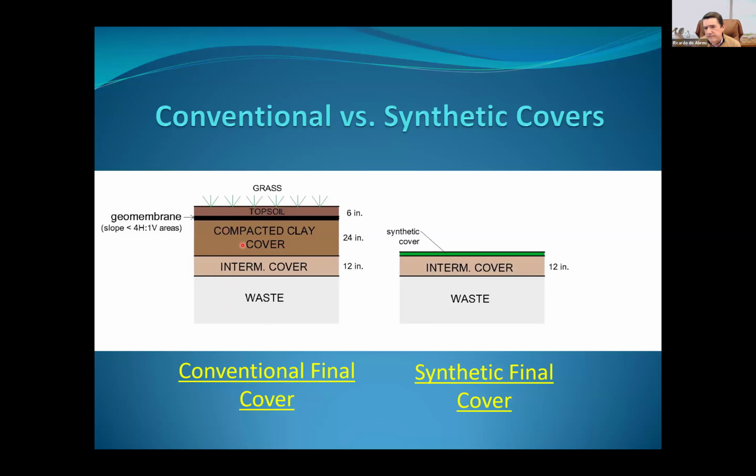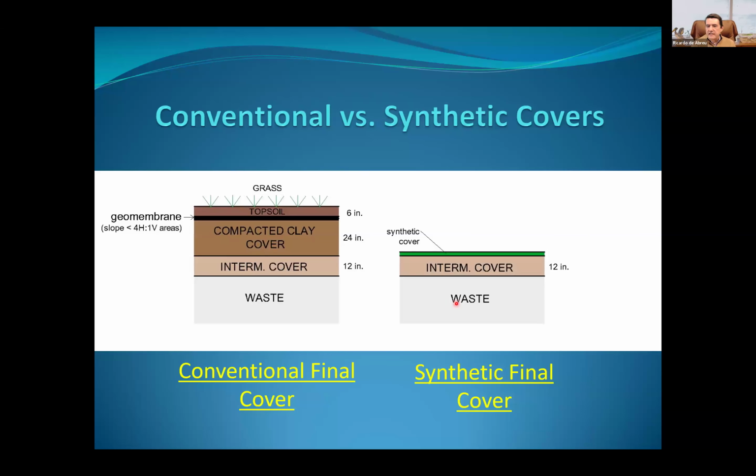You put 2 feet or 24 inches, which is about 61 centimeters, of a compact clay cover installed in layers or lifts. You may have to put a geomembrane on slopes that are less than 4:1, 4 horizontal to 1 vertical. You put your topsoil, vegetative cover, and you plant grass. Okay, so this is the typical one, the conventional or traditional final cover.